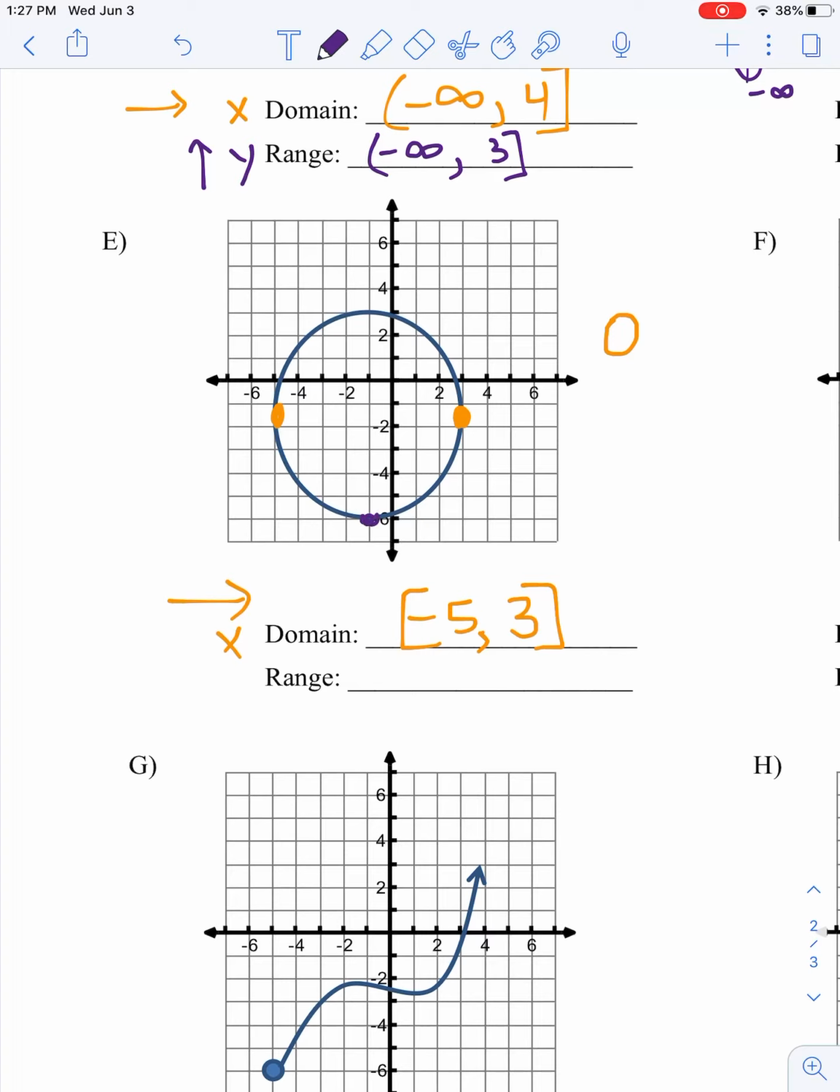For the range, I'm going to locate the lowest point of this picture and the highest point, and list those y values from lowest to highest. The lowest looks like I'm starting at -6, and the highest looks like I'm stopping at 3. Once again, we'd use brackets here.